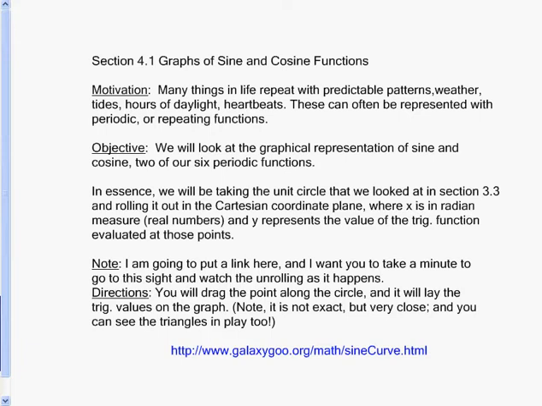Our objective here is to look at the graphical representation of sine and cosine, which are two of our 6 periodic functions. In essence, we're going to be looking at what we did in 3.3 with the unit circle, and we're going to be rolling that out onto the Cartesian coordinate plane, where x is going to be given a radian measure, and y is going to be the value of the trig function evaluated at typical points.